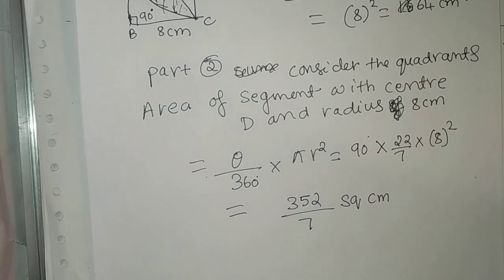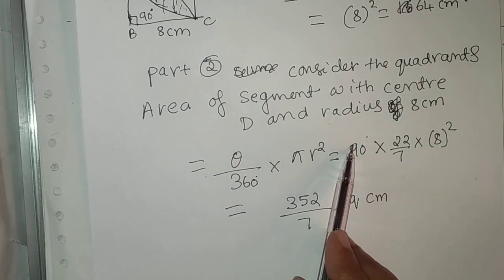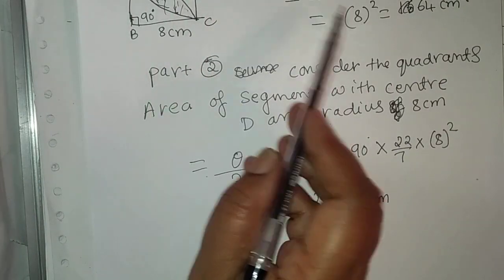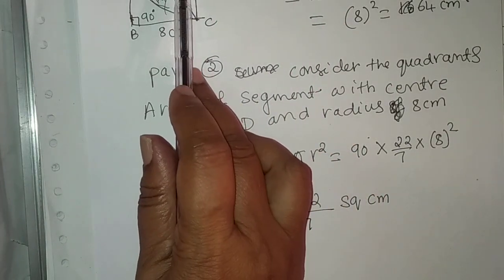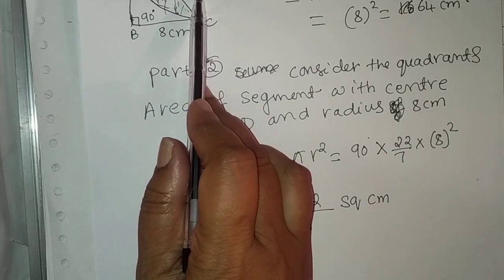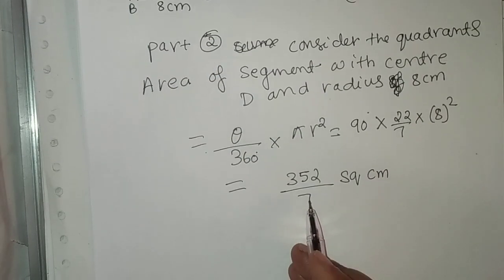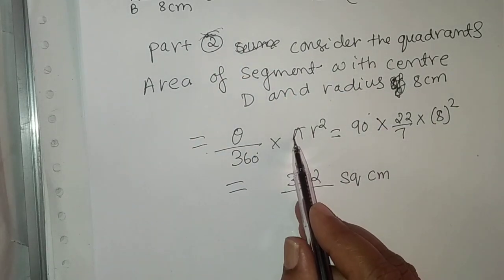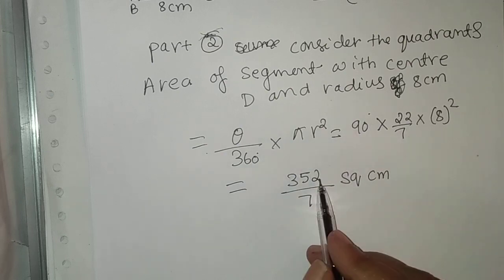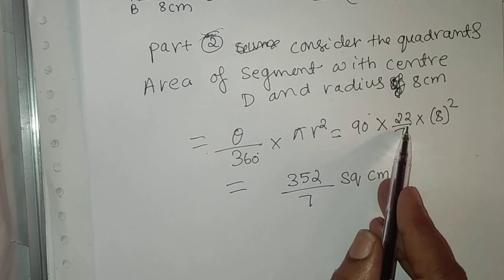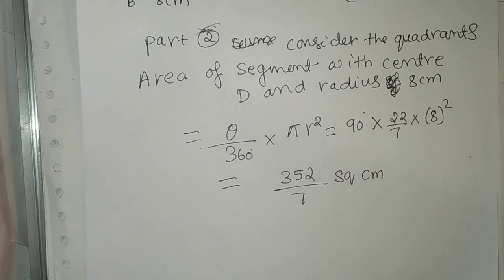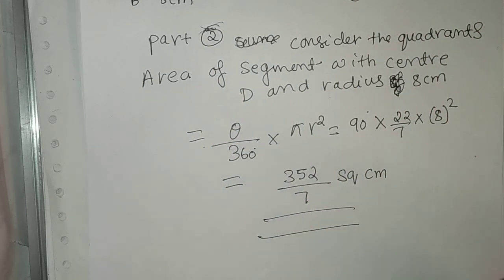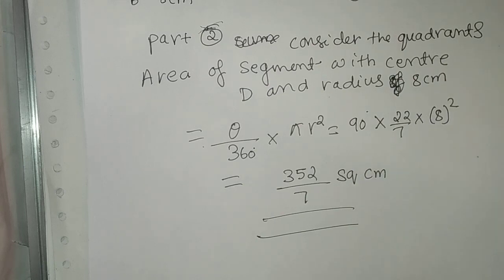Taking this as a right angle triangle, theta will be 90 degrees. So considering this segment with the center as D and radius as 8 centimeters, this is the second part of the solution. We have the formula theta by 360 into pi r square. Substitute the values: theta is 90, pi, and radius is 8 centimeters. So we will get 352 by 7 square centimeters. So this is the second part we finished.